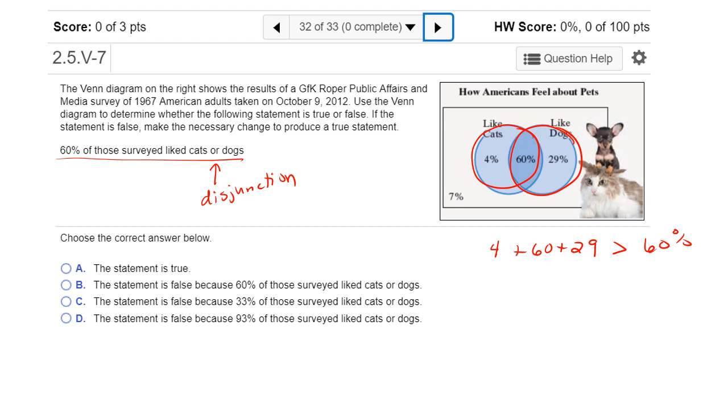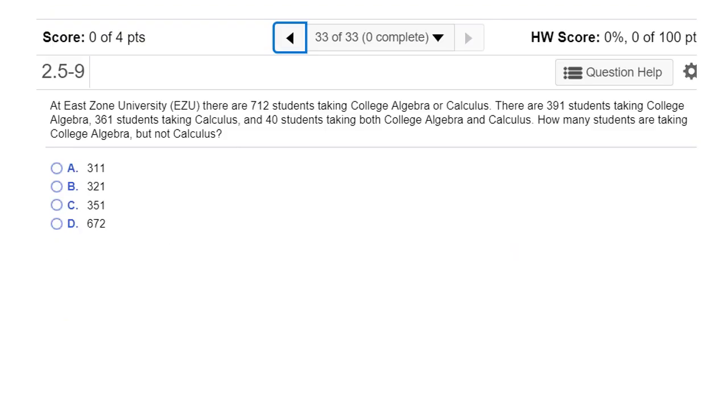So this statement is false, because if you add this up, 93% would be the percentage of those that like either cats or dogs or both. Now, the last question did not give us the Venn diagram, so we're going to go ahead and create that to help us answer this more easily.